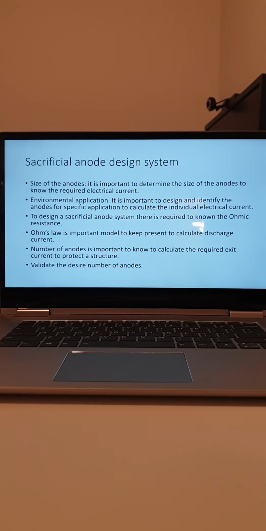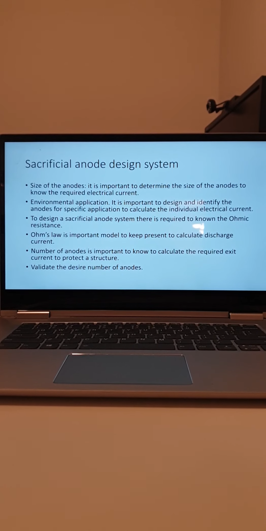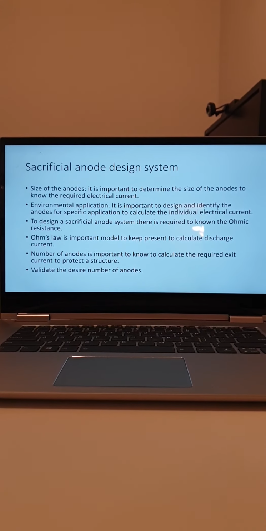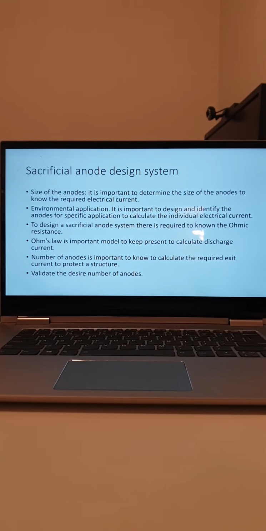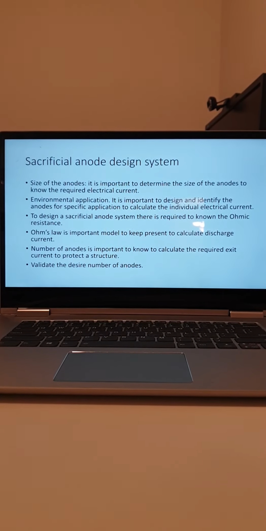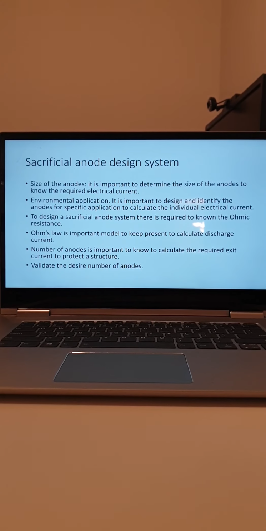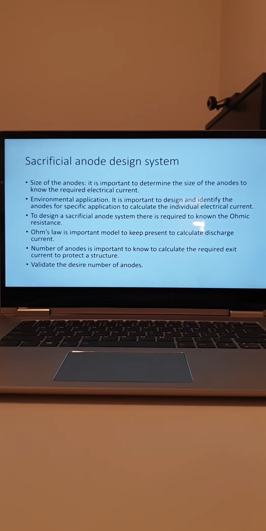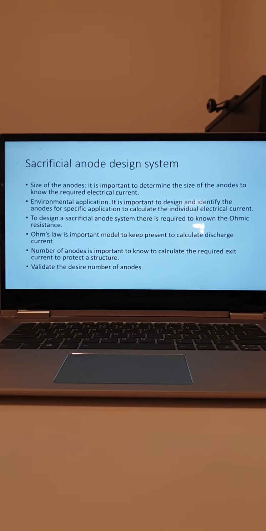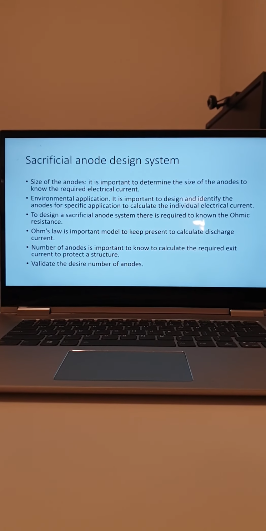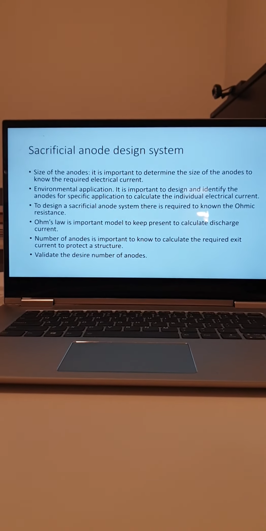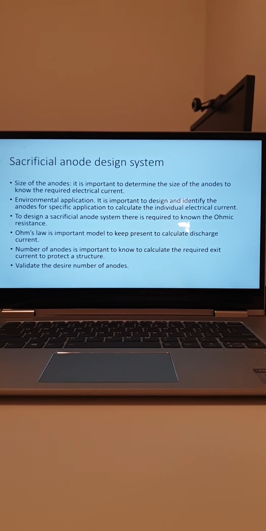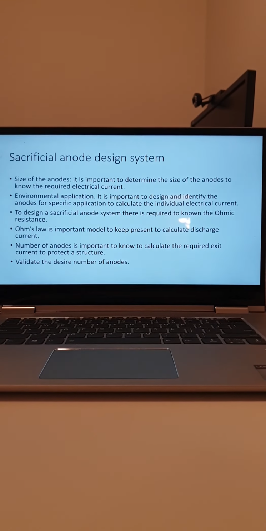What matters when we try to do a design of the system? Well, the size of the anode is very important. It's important because we need to, at the end, account for the current that the anode can deliver to the cathode. And the size is very important because if the size is big, then more current, or the surface area. We will see which formulas are used to calculate the size or the amount of anodes that we require. It's very important to know the environmental application.